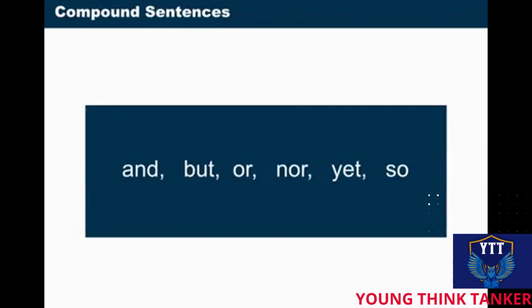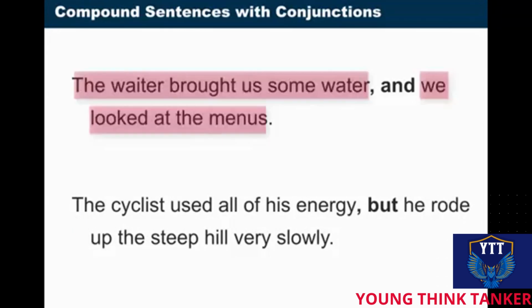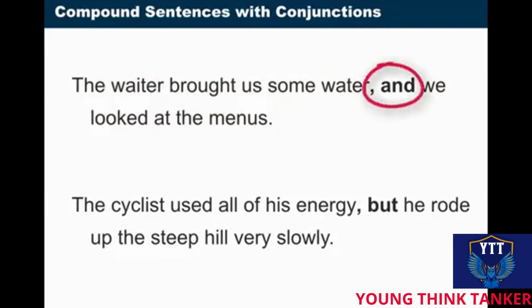Remember, these are some of the conjunctions that can be used with a comma to make a compound sentence. You join two independent clauses with these conjunctions, and this makes one type of compound sentence. Here are some examples of those compound sentences. The waiter brought us some water, and we looked at the menus. We have two sentences here, and they are joined with the comma and the conjunction and.